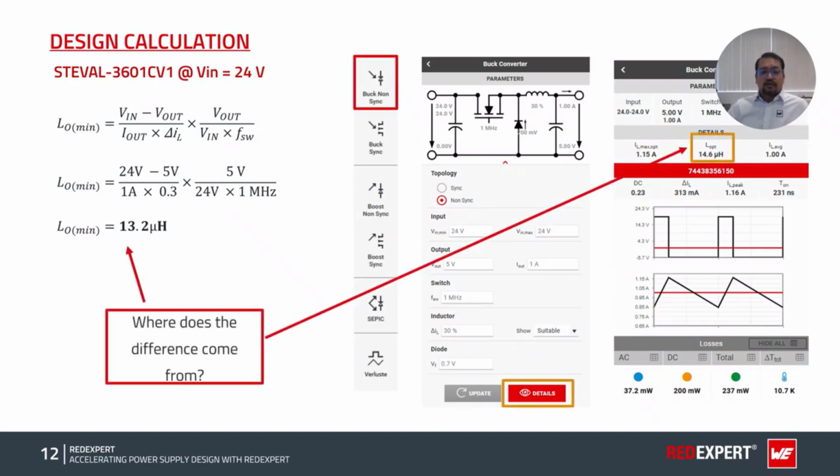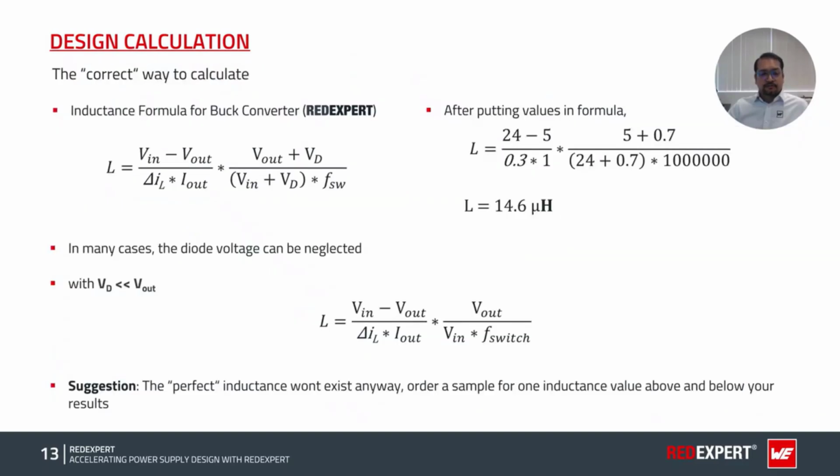So where does this difference come from? This difference is coming from the diode's forward voltage, which was 0.7 volt, which was not considered in this theoretical calculation. But REDEXPERT always pays attention to that. So here you can see when we put the diode voltage into the numerical calculation, we get the same inductance value that we were getting from REDEXPERT, that is 14.6 microhenry.